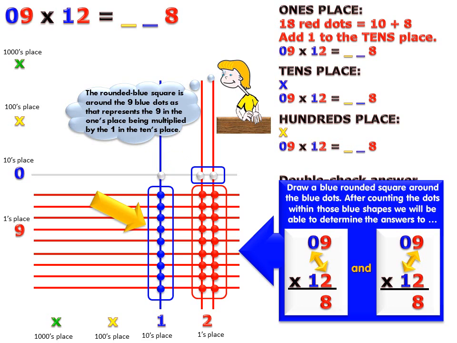Now we have the rounded square around the 9 blue dots that represents the 9 in the ones place being multiplied by the 1 in the tens place.